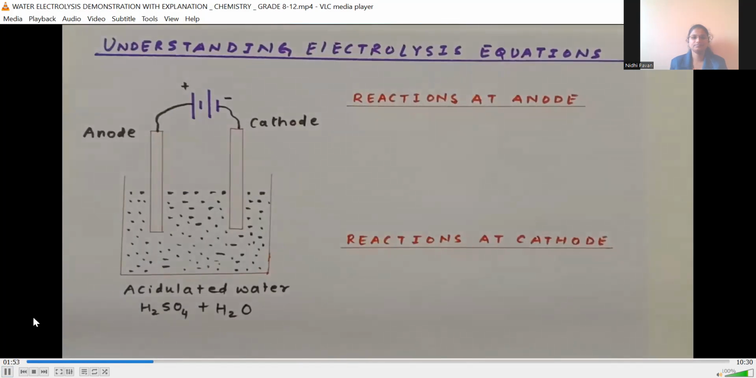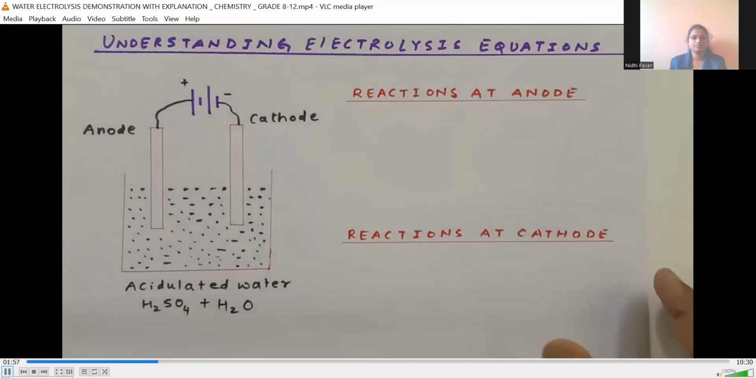So now, after seeing the demonstration, let us learn about the equations that are related to the electrolysis of water. See, for that we learned an experiment, which is explained in the form of a diagram here. In the beaker, water is there to which a salt or an acid is added. Two electrodes, cathode and anode, are here.